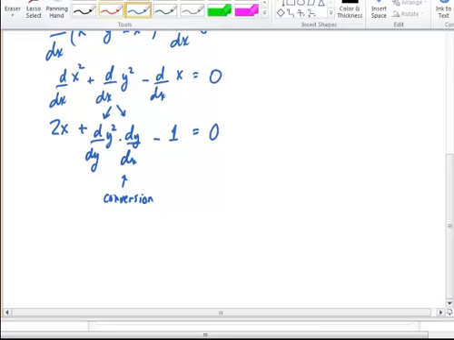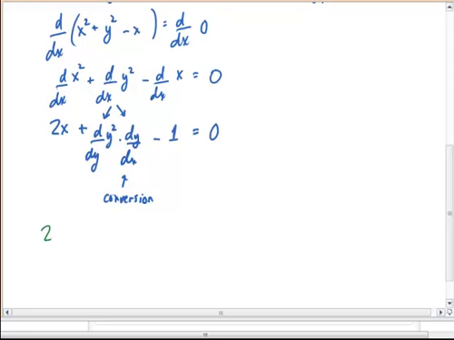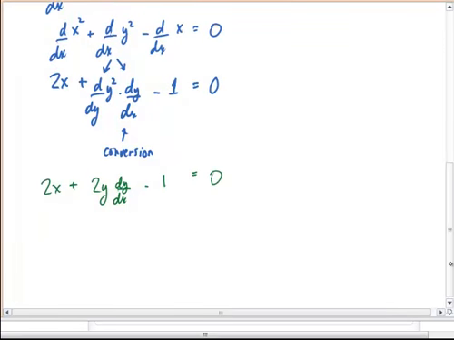I'll just change the ink so we can see how things have changed. So we have 2x plus 2y dy dx minus 1. A lot of people, when they write dy dx, will write y prime, which is fine with me. I'm just writing it this way to be consistent. It means the same thing as y prime, it's just easier to write y prime.